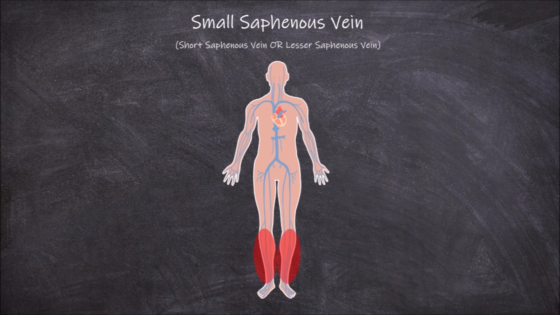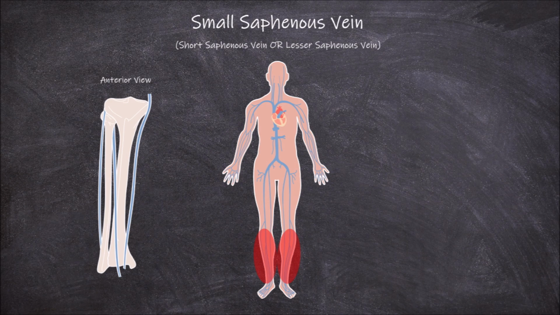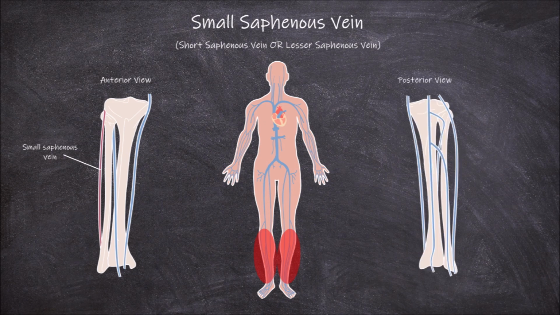If we look more closely at the veins on the anterior view of the lower right leg, we can see this vein highlighted in red. If we also look closer at the veins on the posterior view of the lower right leg, we can again see this vein highlighted in red.